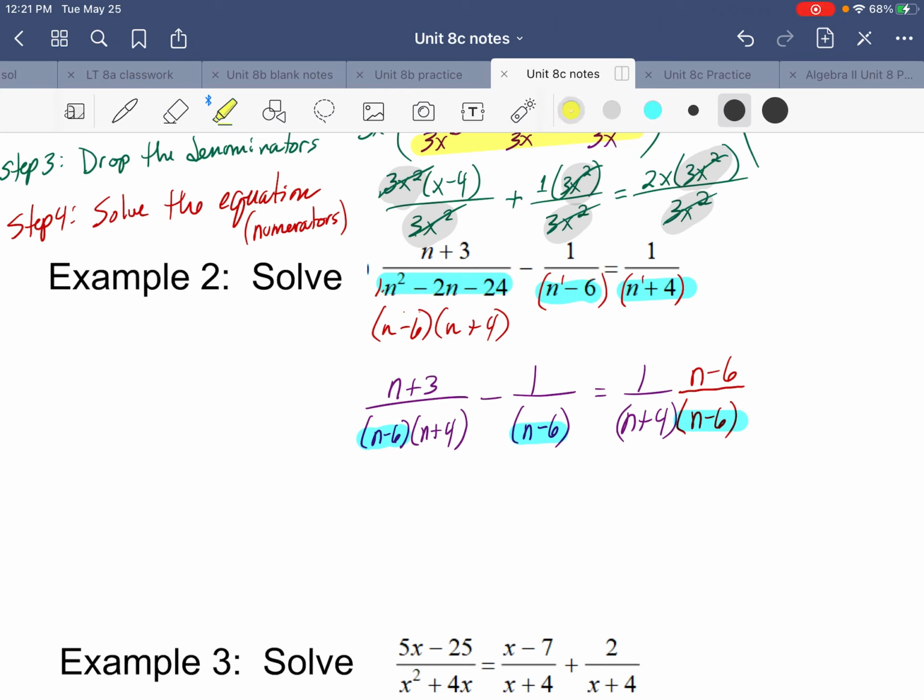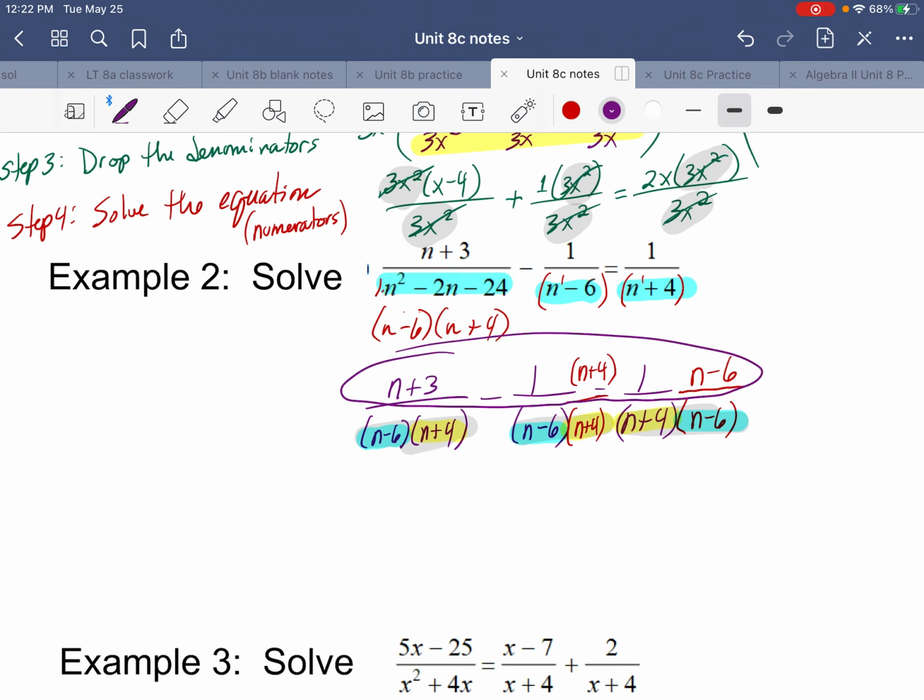Now I see that there's more to this. The middle term doesn't have an n plus 4. So we need to multiply that by n plus 4. And what you do to the denominator, you have to do to the numerator to keep the equation balanced, equal. All right. Now we have like denominators on every single term. N minus 6, n plus 4, n minus 6, n plus 4, n minus 6, n plus 4. We can just look at our numerators. Now we're just going to drop the denominator. N plus 3 minus 1 times n plus 4 equals 1 times n minus 6.